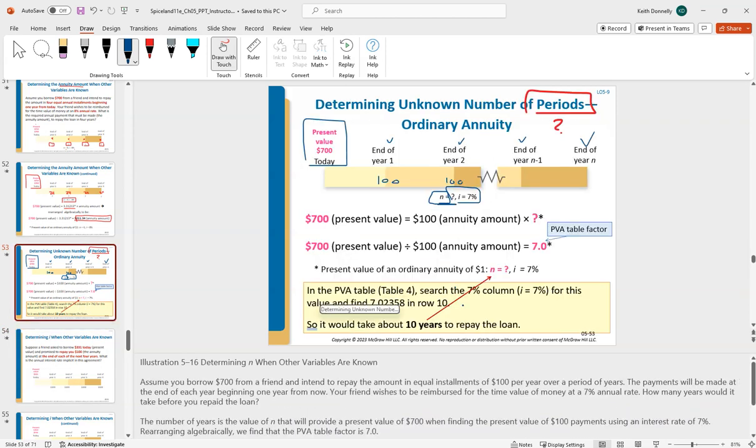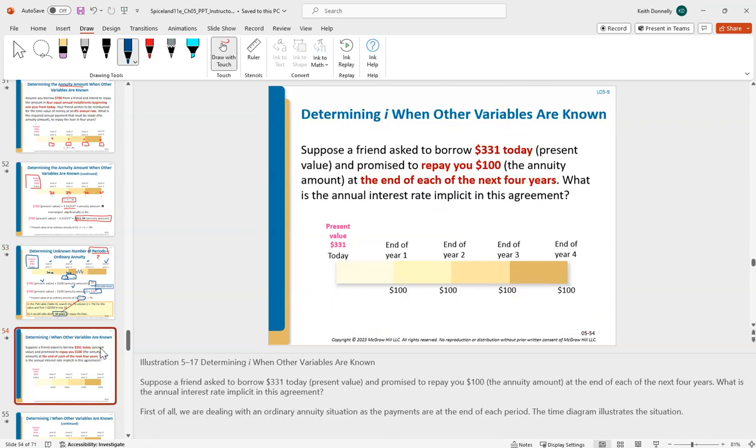Really all you do here is the present value equals the annuity amount, $100, times the factor from there. So we'll slide that guy over, 700 divided by 100 equals 7. We then can use the chart. It's like reverse battleship. We can back into the N. The N there will be 10 years. So it's kind of like what we looked at before.